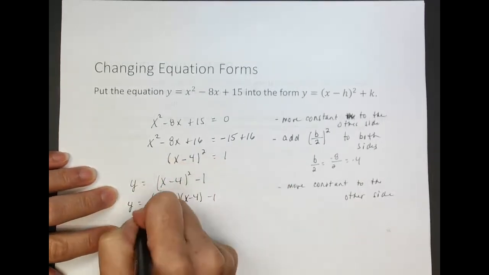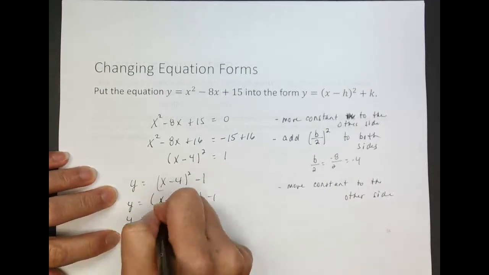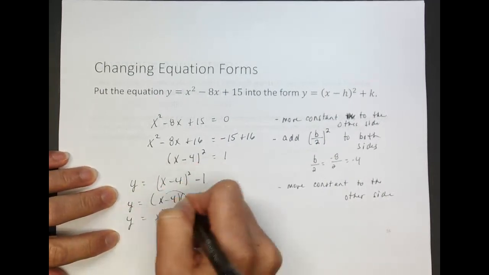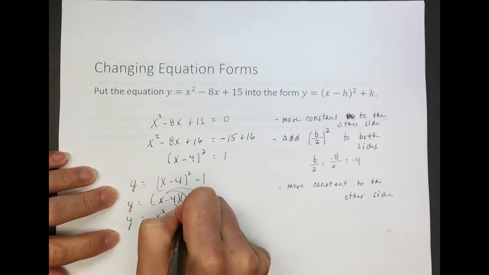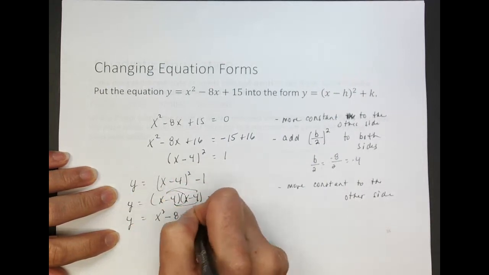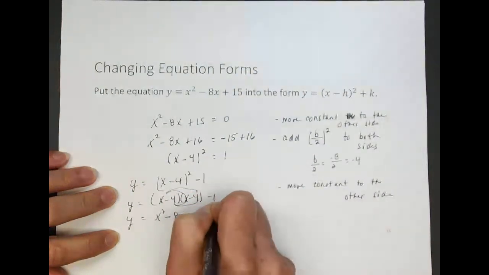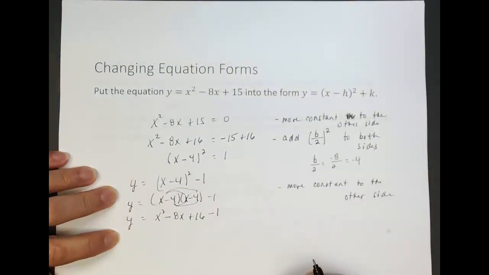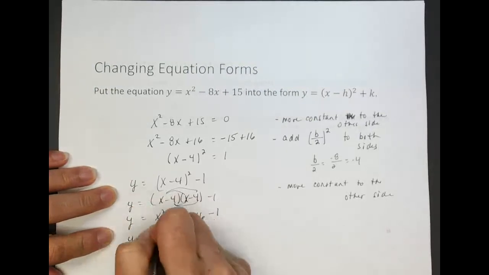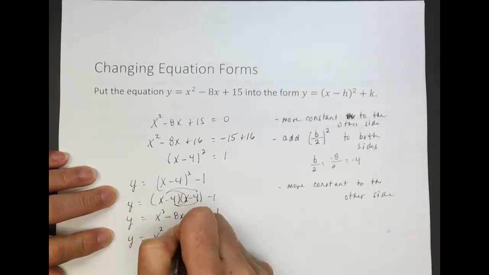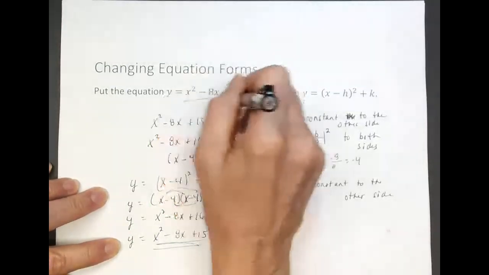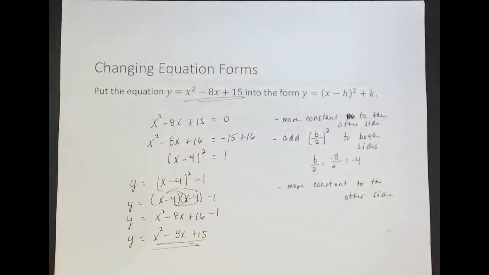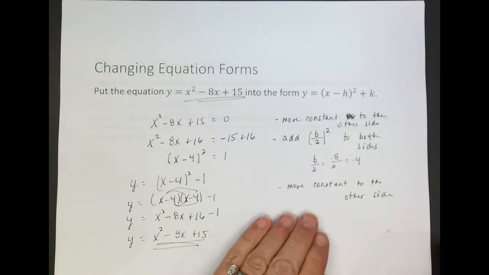When I multiply x minus 4 times x minus 4, I get, let's see, x squared, negative 4x, and another negative 4x, or negative 8x, and then negative 4 times negative 4, positive 16, minus 1, right? Simplify that. y equals x squared minus 8x plus 15, right? Of course, that's what we started with. Two forms of the same quadratic equation.